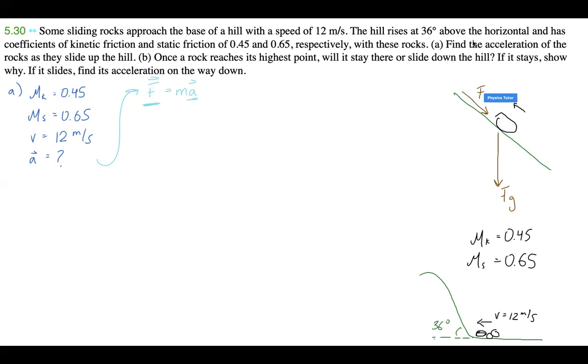So how do we know which friction it is? Well, when an object is moving, then we have kinetic friction acting on it, right? I always say working, but I should be saying acting. So we have kinetic friction acting on it, and so we have K over here. But if the rock were just in place, then we have static friction acting on it, right? Okay.